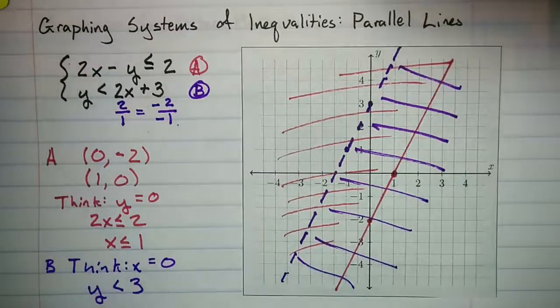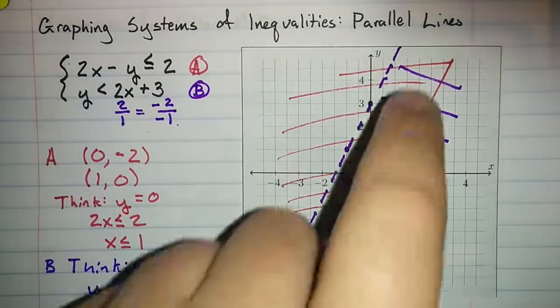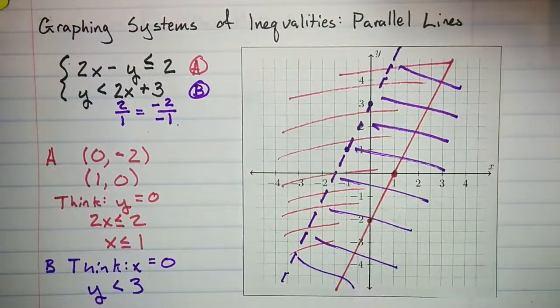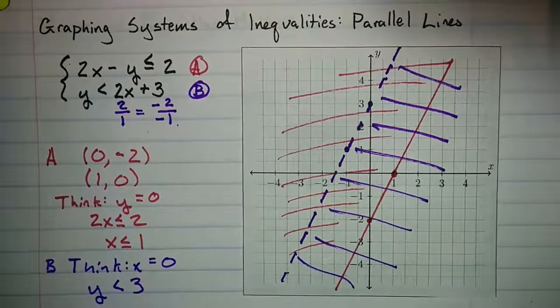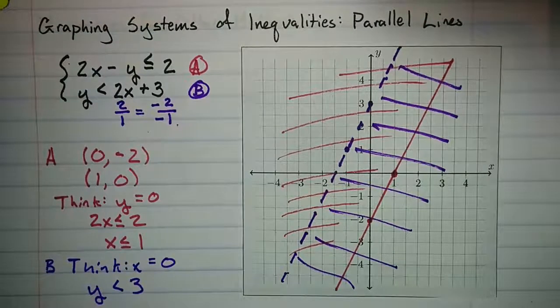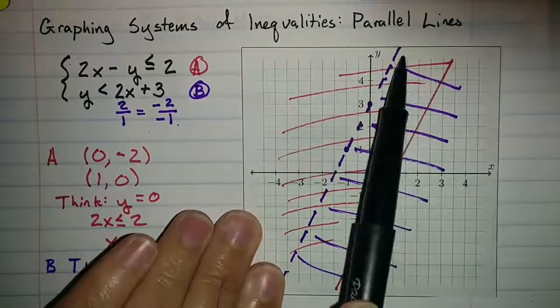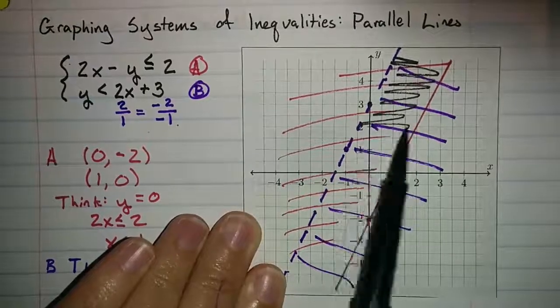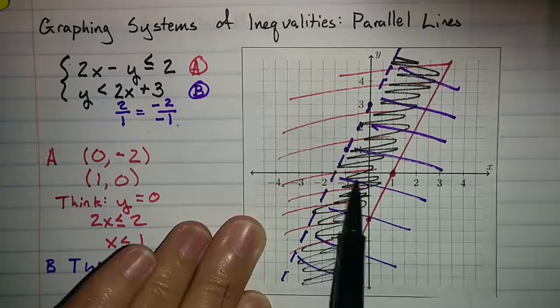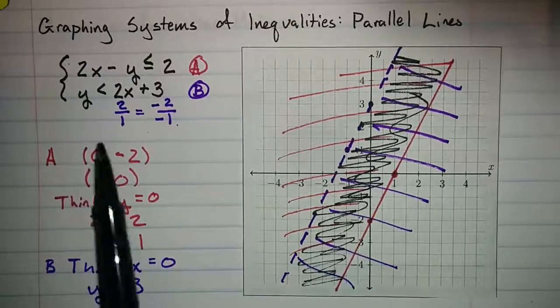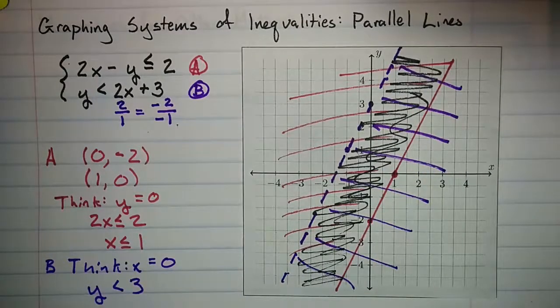Now what's different in this problem? What's different here is that these two lines are parallel. But we can still look and we can still see where the red region and the purple region overlap. Well, it happens that in this case they overlap in the space between the two lines. This solution looks like a strip down the middle of the plane.